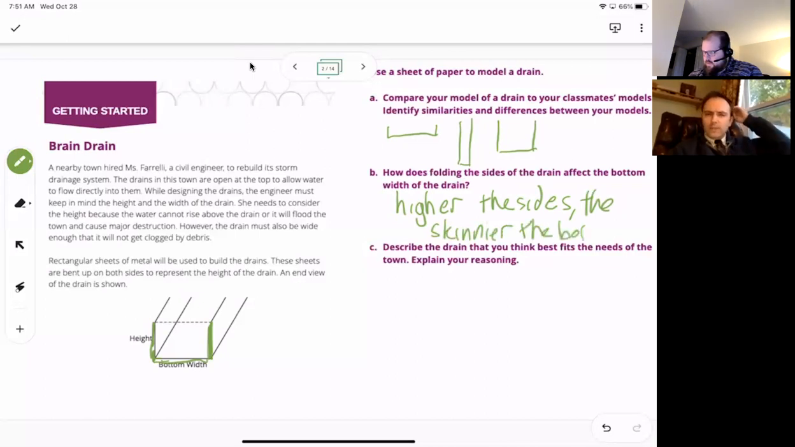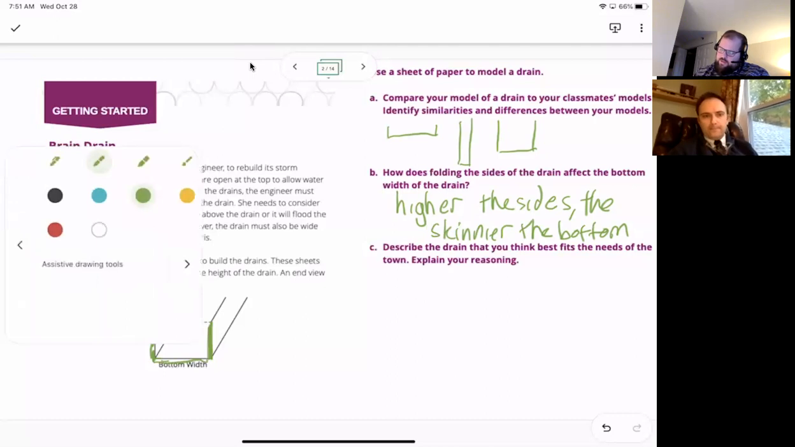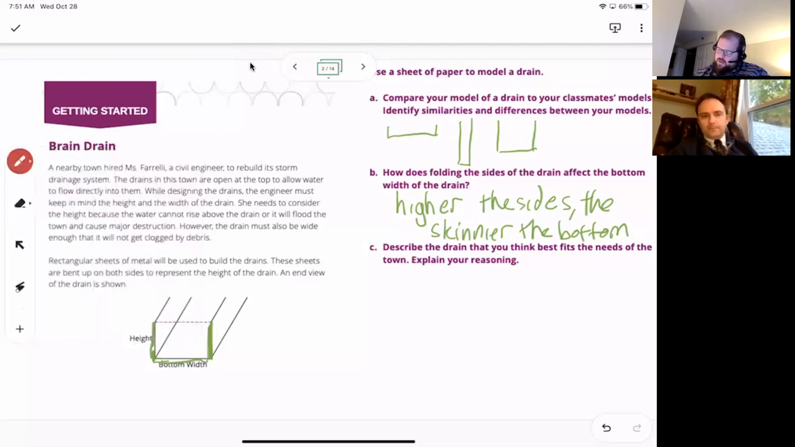And then in terms of describing the drain we think best fits the needs of the town, it's going to have to be tall enough to contain the water, but not so tall that it will block the water. Is that fair to say? I think so. So would it be fair to say that when you're saying contain the water, you're talking about lots of volume? Yeah.